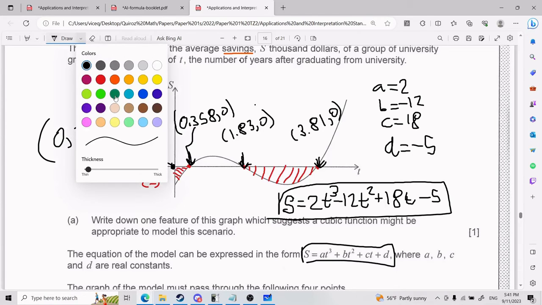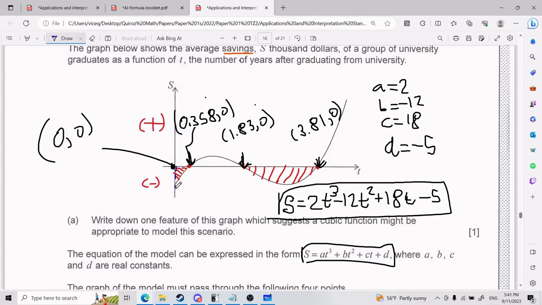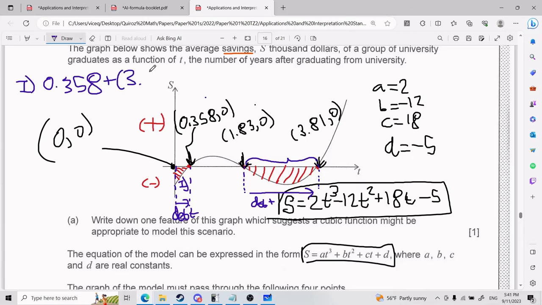All right, so basically from here to here, he was in debt. And from here to here, he was also in debt. Okay? That means that he was in debt initially, ¿cierto? For this first part, he was in debt initially for 0.358 years. And then he was in debt for this distance here, ¿cierto? I'm going to go ahead and do 3.81 minus 1.83.